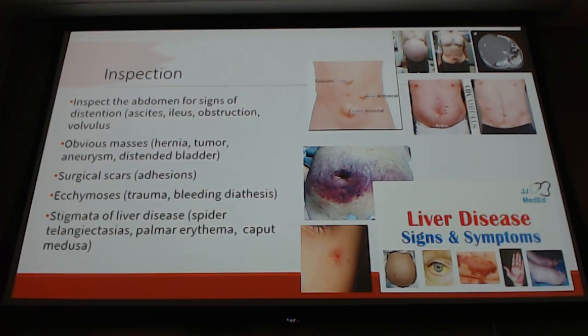What does abdominal surgery put people at risk for? Adhesions. And adhesions roll into small bowel obstructions. So multiple instrumentation inside the abdomen means a higher risk for that. So surgical scars right there. Ecchymosis, just to see is there any type of trauma, is there any type of bleeding diathesis, which would be indicative of potentially some type of liver issue, as well as your stigmata of liver disease, so all that stuff. So you have blood vessels coming up to the surface, palmar erythema, caput medusae. I've never actually seen that, but it looks pretty interesting.